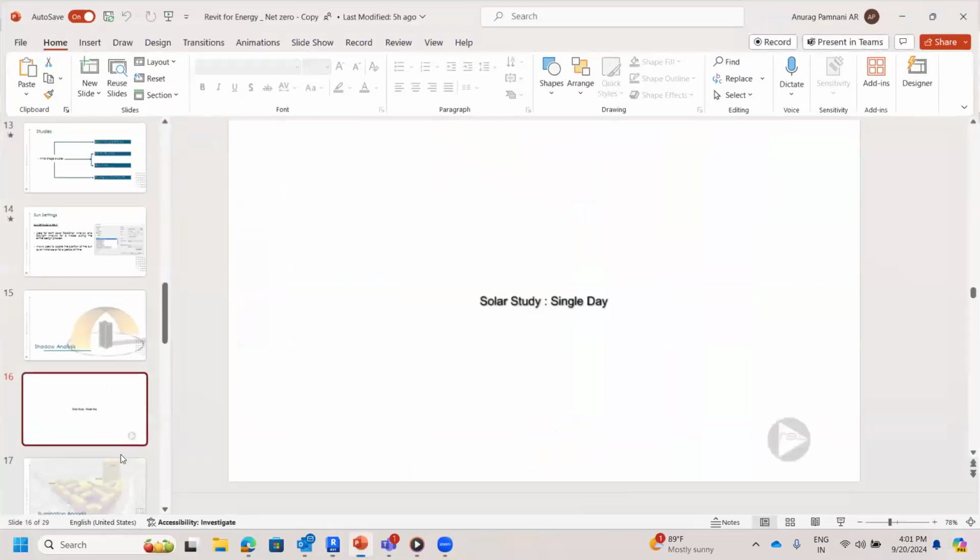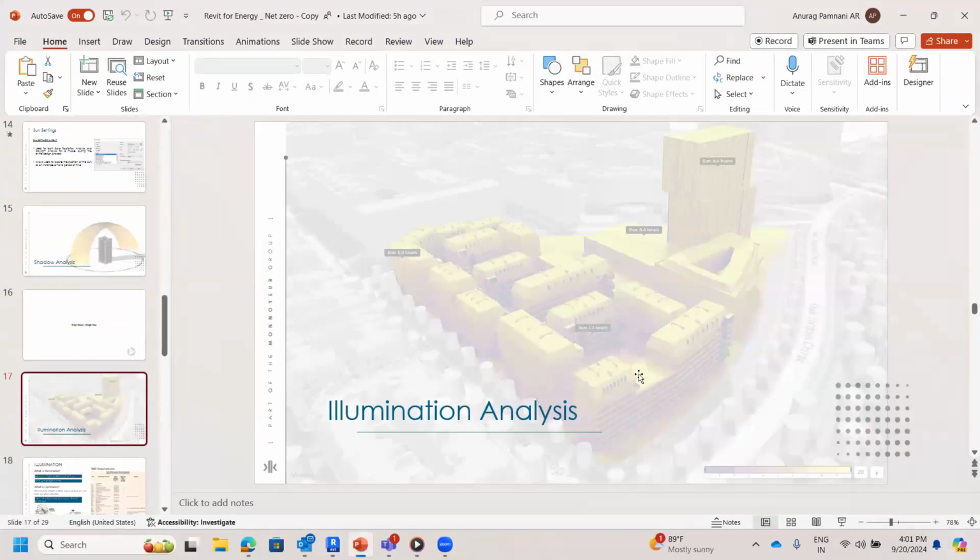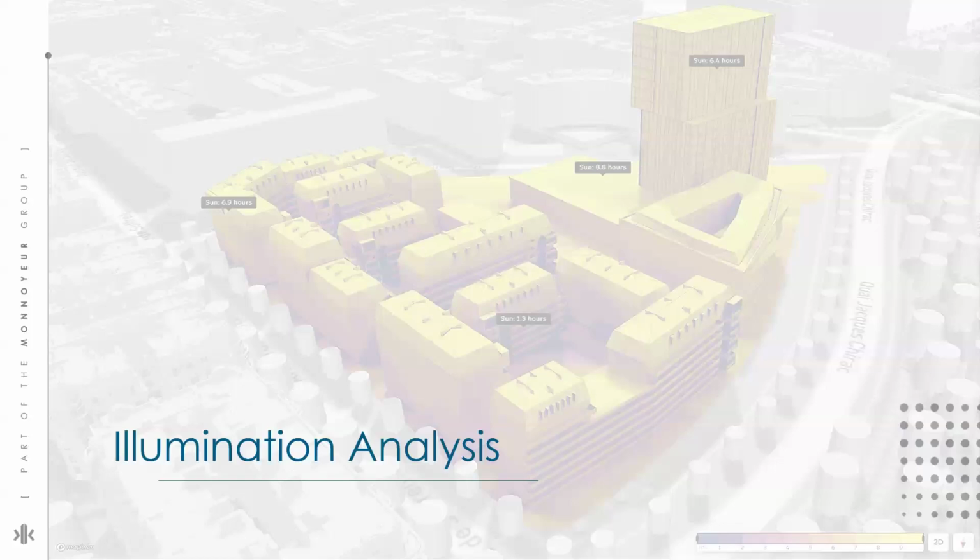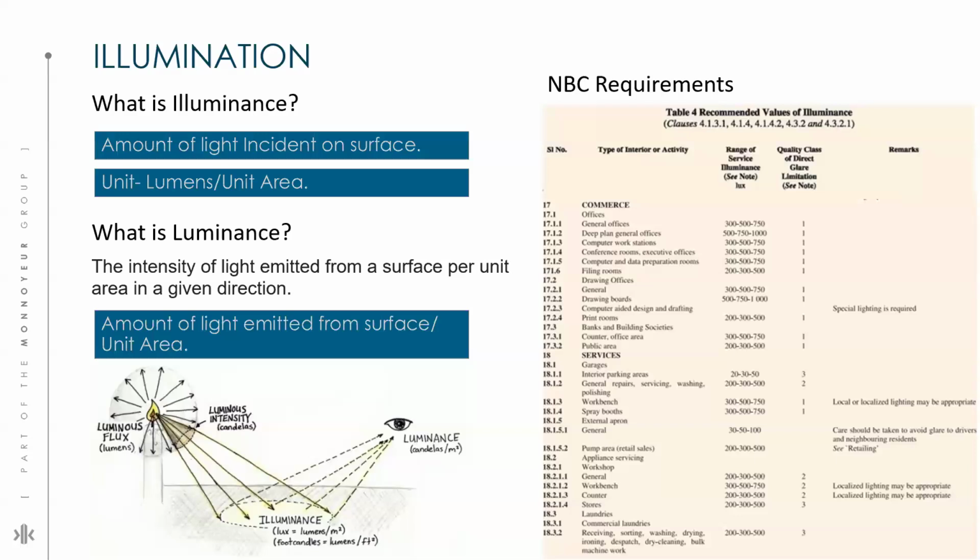So we'll be back onto this. This is what we have discussed so far, like what illumination analysis is and how we can extract that information using Revit as a portion. That's quite a simple thing.